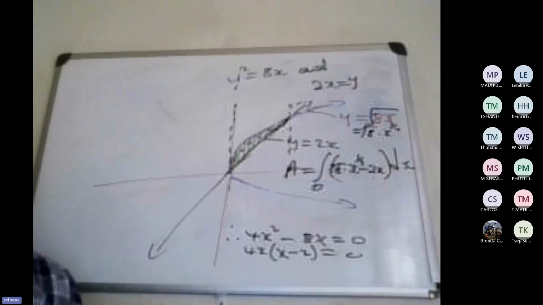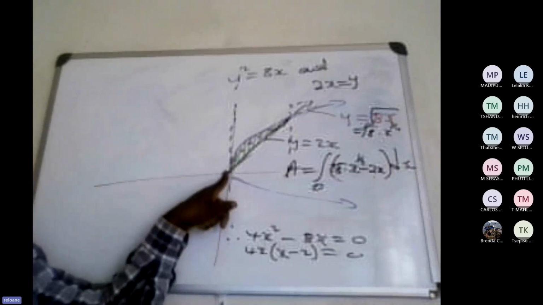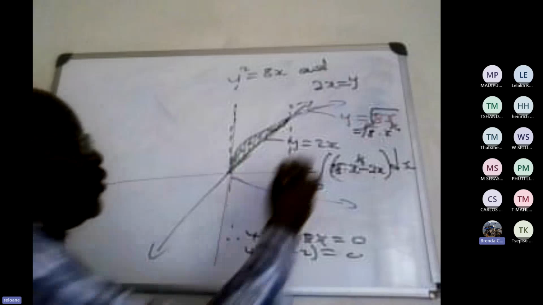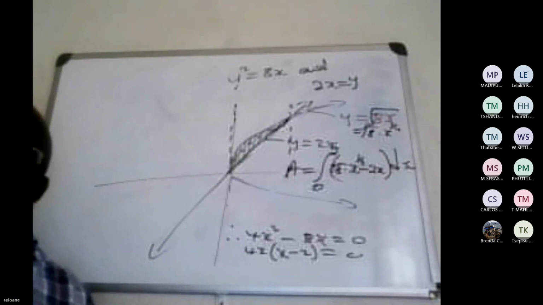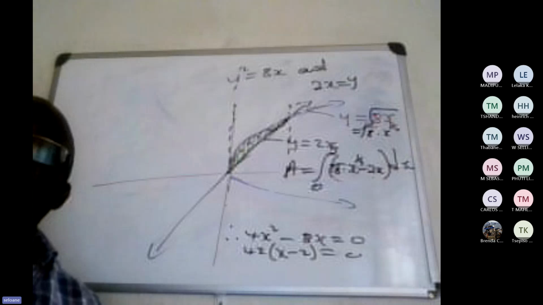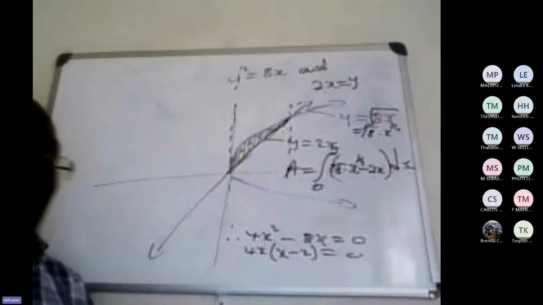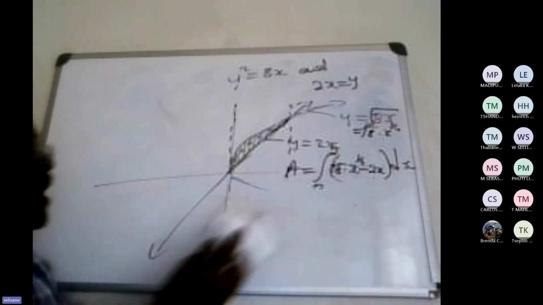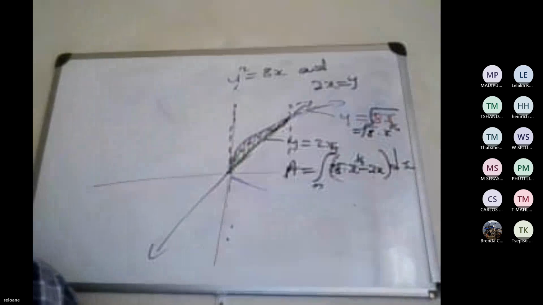Hopefully, you can still see. Then one x here will be 0, that is at the origin. The other x is equal to 2. Therefore, it will be from here to 2. Then you integrate this. This is standard, straightforward. Then you evaluate it. Remember, you are going to integrate with respect to x.